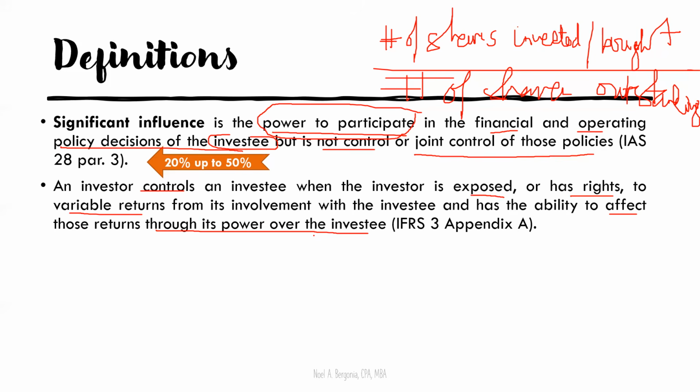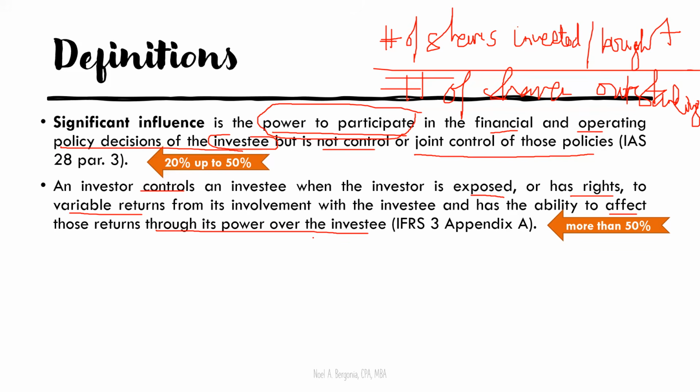Now, pag sinabi po natin control, as you will be discussing it also in your future discussion of accounting for business combination, it will be around more than 50% naman po na criteria of the number of shares being bought by the investor, no, over the total outstanding shares. So mas mataas siya compared with the significant influence in terms of the quantitative percentage. Okay? So are we clear on that?